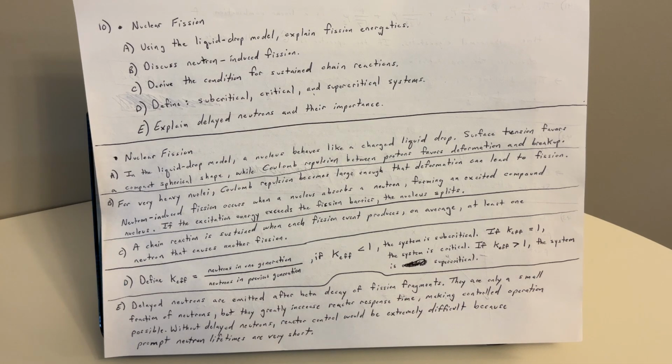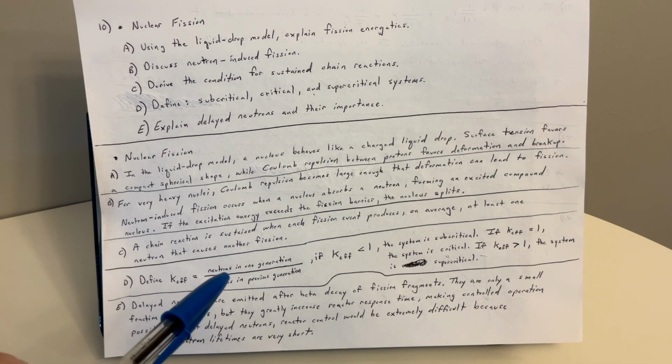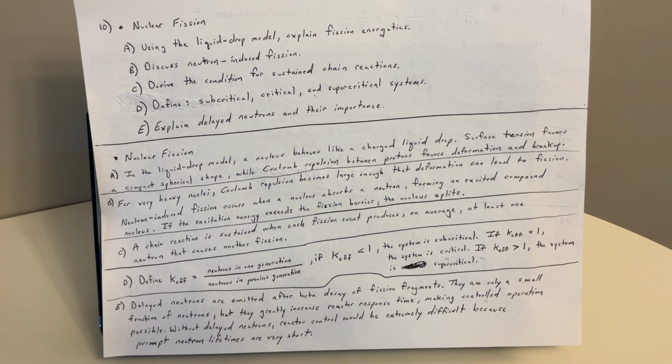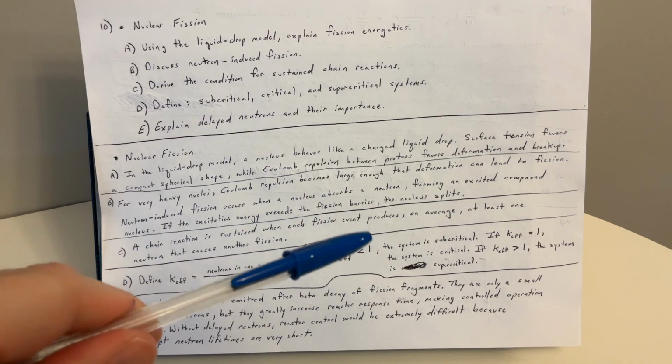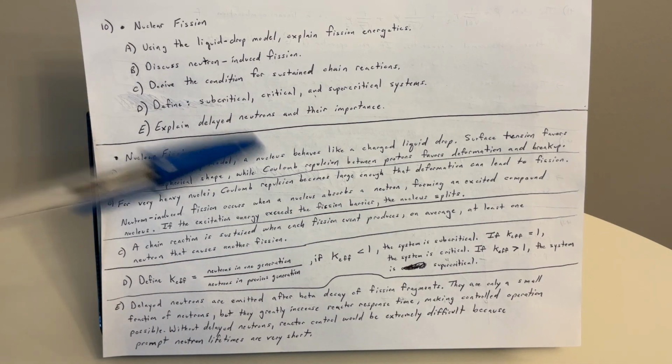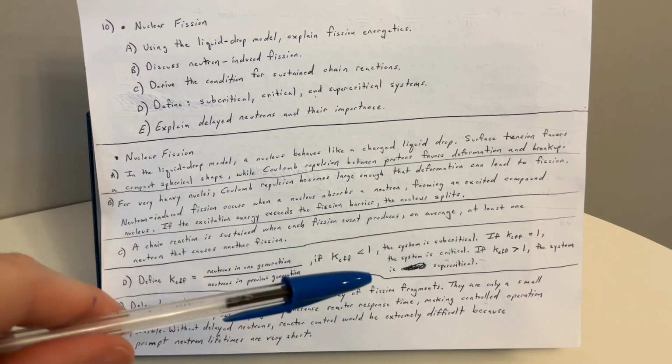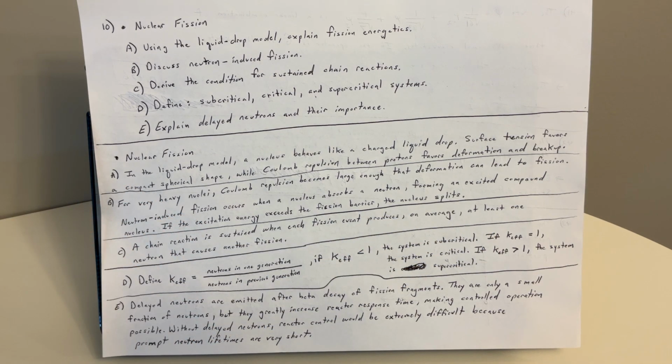Now moving along, for letter D, k_eff equals the neutrons in one generation divided by the neutrons in the previous generation. If k_eff is less than 1, the system is subcritical. If it equals 1, the system is critical, and if it's greater than 1, the system is supercritical. Again, that's standard, canonical.